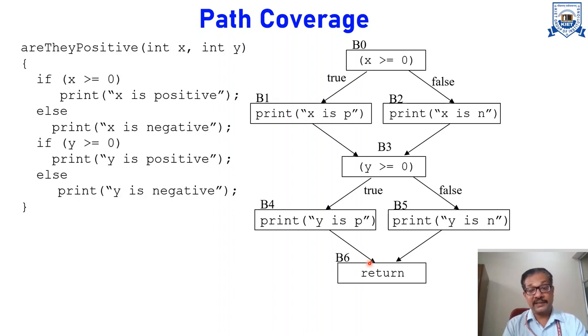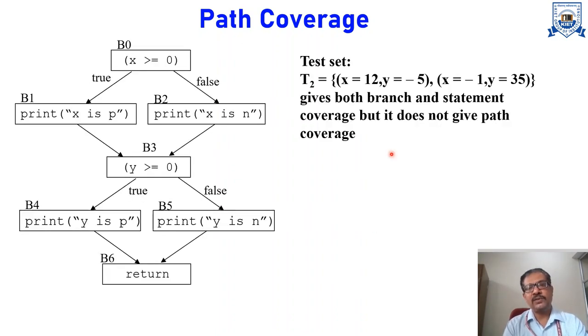So path coverage says you have to choose the test cases in such a way that all possible paths from the initial node to the terminal node should execute at least once. Now we'll see here, suppose we have taken this test set T2 with different values of x and y, like x equals 12 and y equals -5, and another test case like x equals -1 and y equals 35.